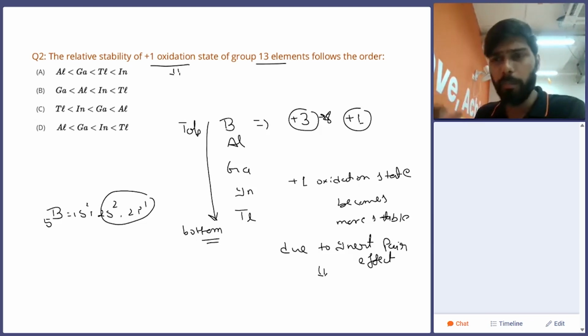So that's why they are unable to participate, unable to get involved. So when we are going, aluminium, gallium, indium, and thallium, the right answer is option D. Okay, so I've explained what the inert pair effect is and all the things.